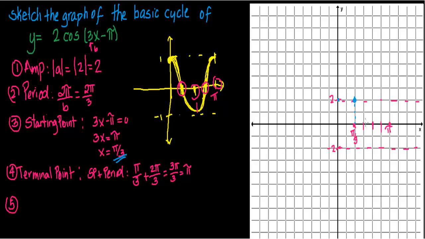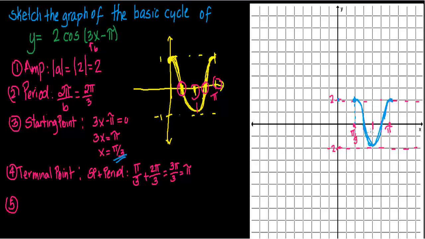And now this first tick mark here, that tells me that's my 0. So I'm going to come down, hit my 0. This second tick mark, that's where I'm going to hit my minimum value, like that. This next tick mark, that's my next 0. And this last terminal point, that's where I end my graph. And that's how it should look. Not too bad. There it is. And there's the basic cycle for this function.